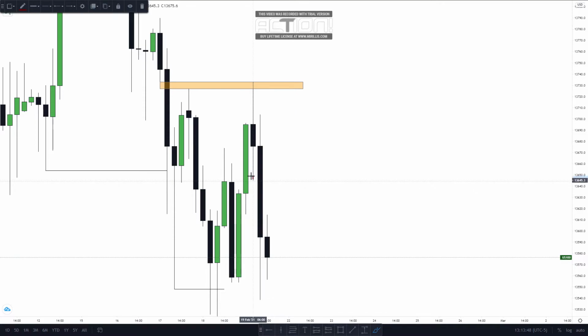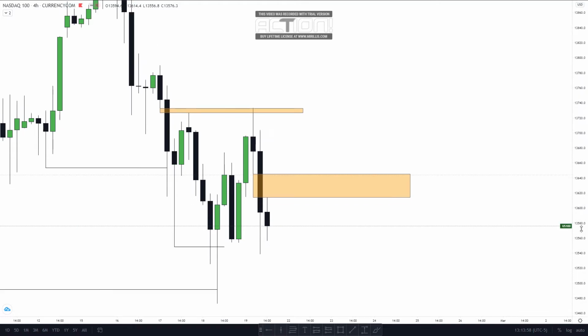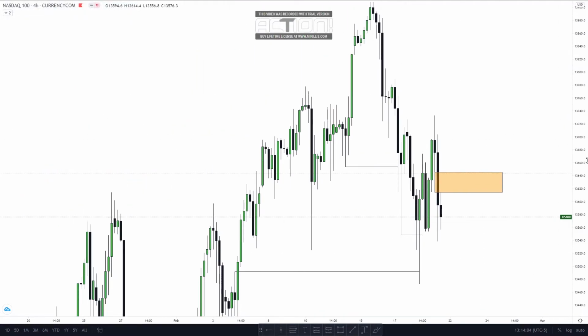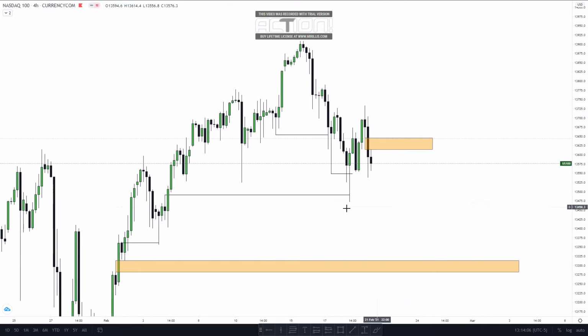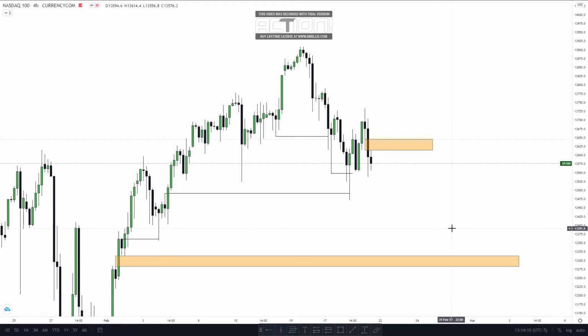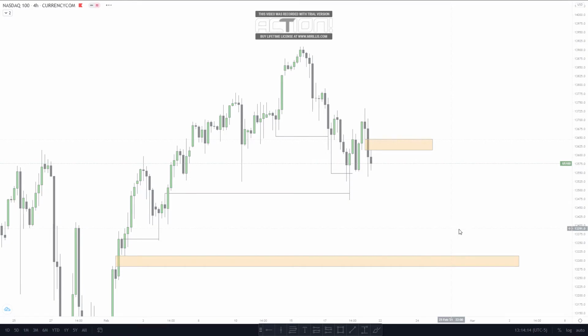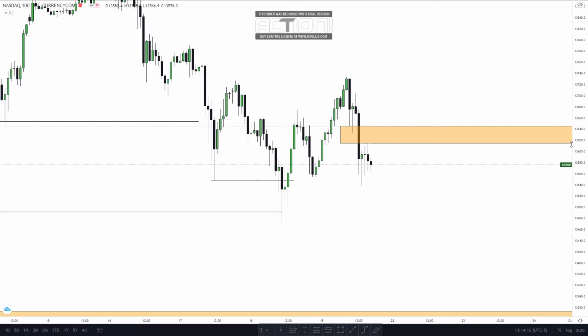All right, as we can see, we also have a gap right here that price needs to fill, that candle's low and that candle's high, which we can use to sell. All right, let me remove this real quick. We'll head down to the 1-hour time frame and see how we can define it.